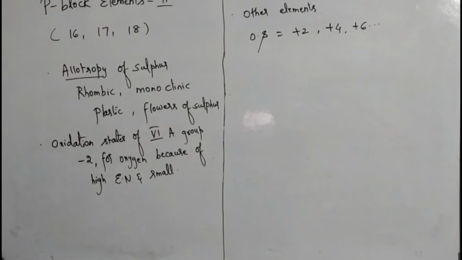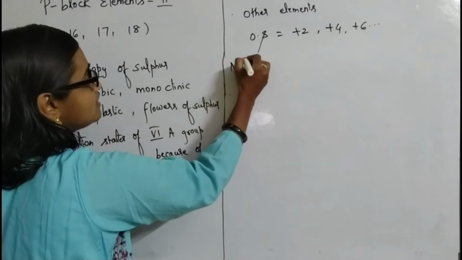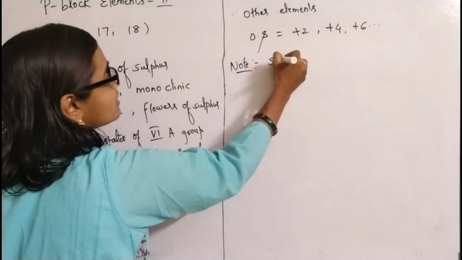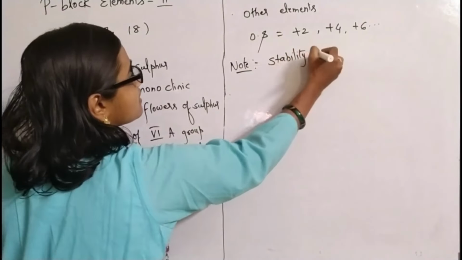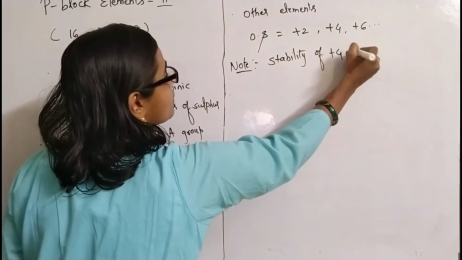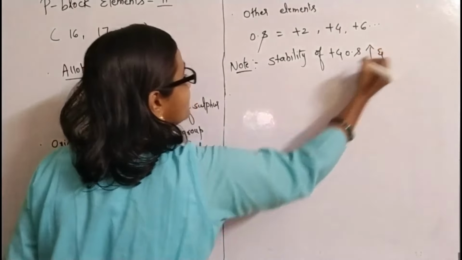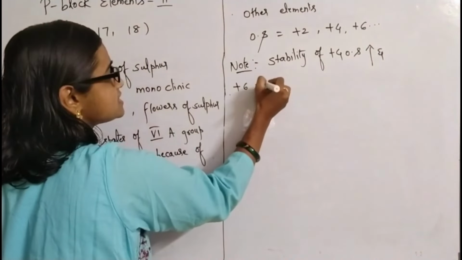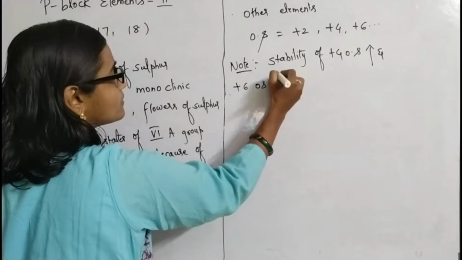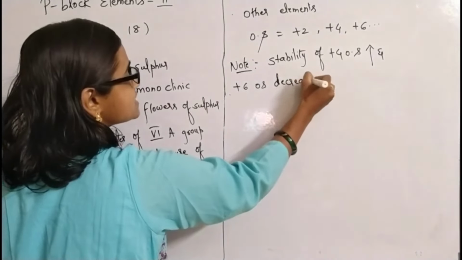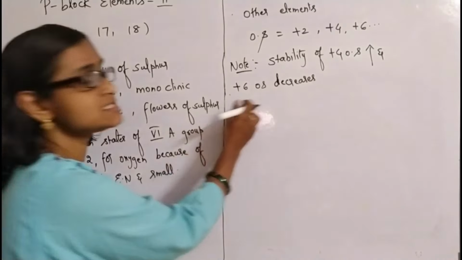Next, among the properties, the stability of +4 oxidation state increases and the stability of +6 oxidation state decreases down the group. Remember, write it as a note point. Stability of +4 oxidation state increases and +6 oxidation state stability decreases down the group.